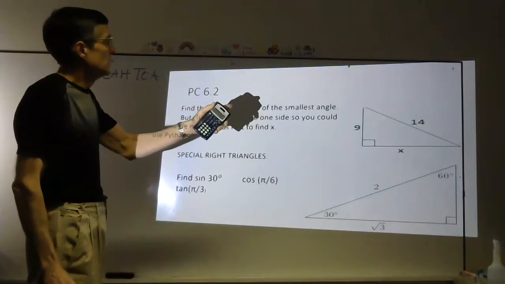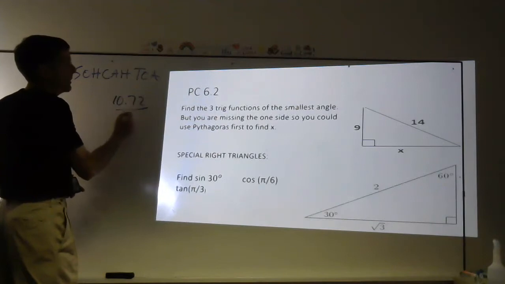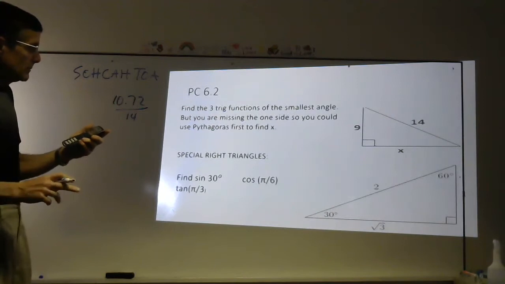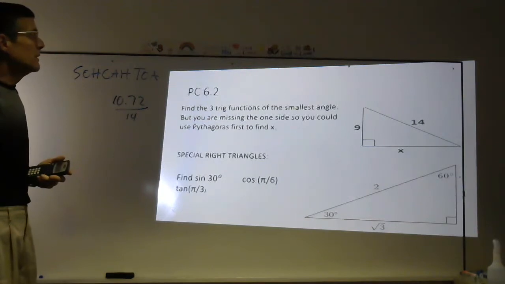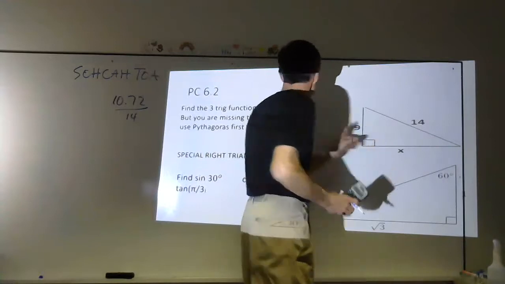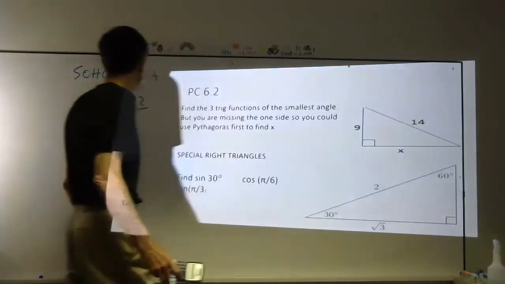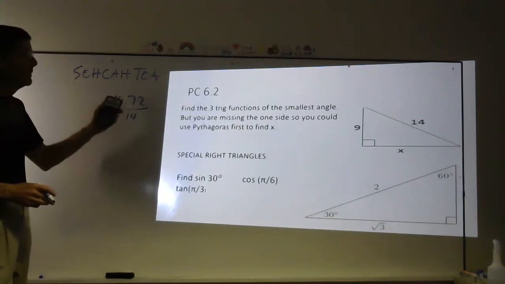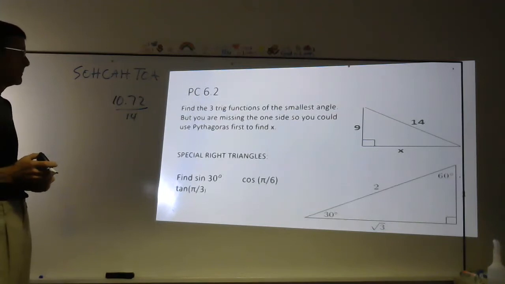So the cosine of that smallest angle would be 10.72 over 14, okay? I'm just double checking my work here. Yeah, I think that's right. All right, how about the tangent of that smallest angle? The tangent of the smallest angle is opposite over adjacent, would be 9 over the 10.72. I would divide these out. Don't ever leave a decimal in a fraction. So divide 9 by 10.72 and get a decimal.